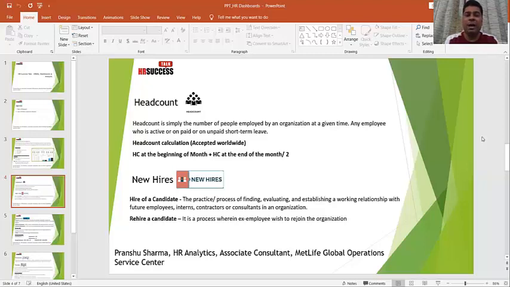Let's talk about new hires. A new hire is basically where a candidate is ready to join the organization. It is a process of finding, evaluating, and establishing a workforce relationship with a future employee, contractors, consultants, interns, and so on. Now, rehire a candidate. Rehire is a process where an ex-employee who left the organization in the past wishes to rejoin the same organization.